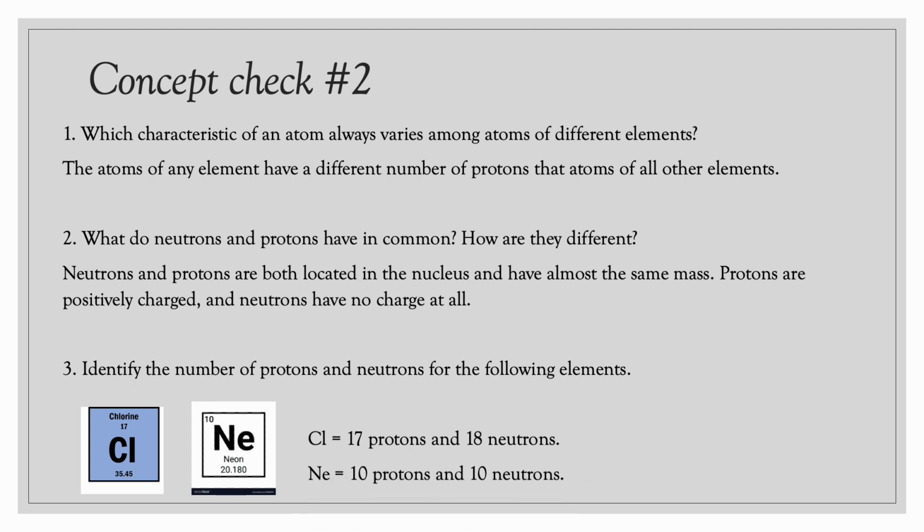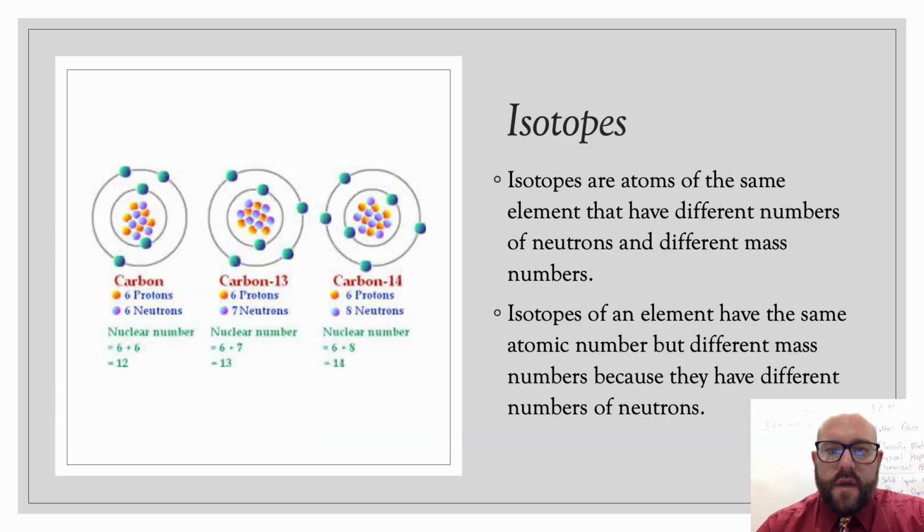Neon has an atomic number of 10, so there are 10 protons, and the mass number is about 20, so 20 minus 10 is 10 neutrons. Every atom of a given element does have the same number of protons and electrons, but every atom of a given element does not have the same number of neutrons.